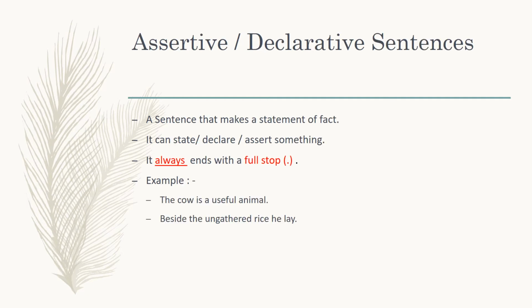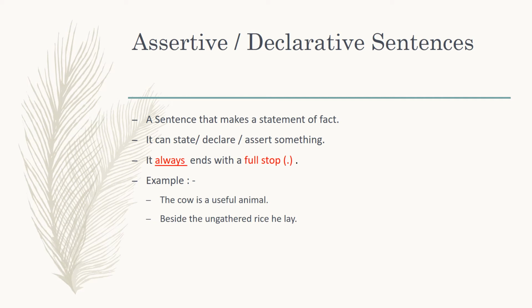Okay, the first one, assertive or declarative sentence. When a sentence makes a statement or a fact, or it declares something, or it asserts something, or it states something simply, then that type of sentence becomes an assertive or declarative sentence. And the most important thing to note here is that these sentences always end with a full stop. That is important.